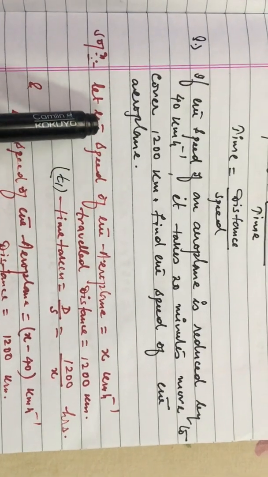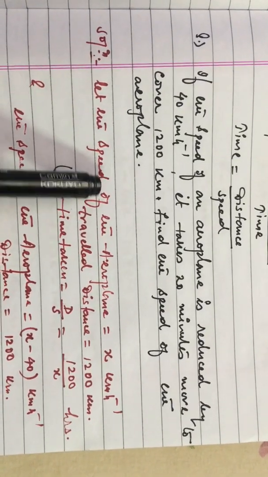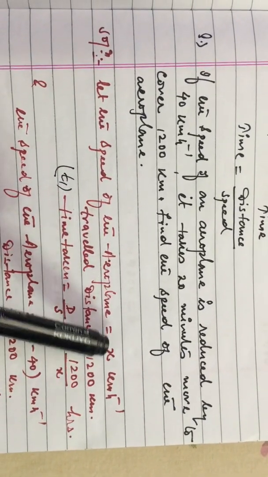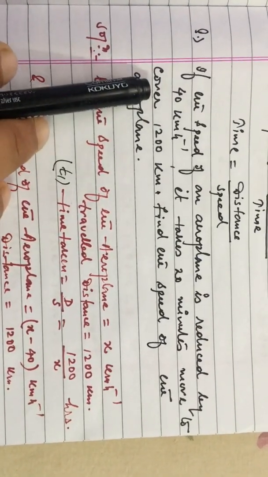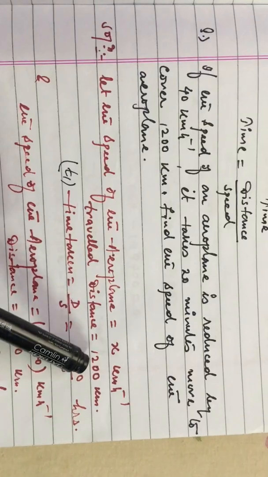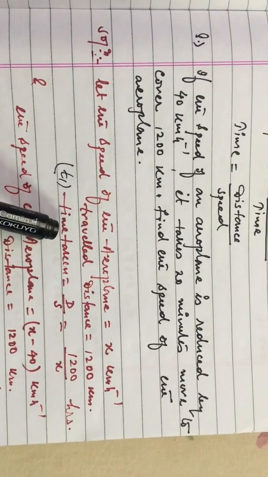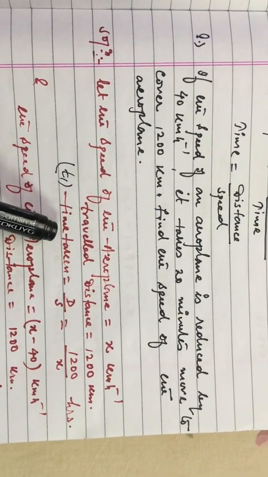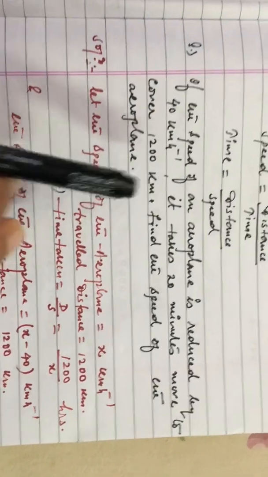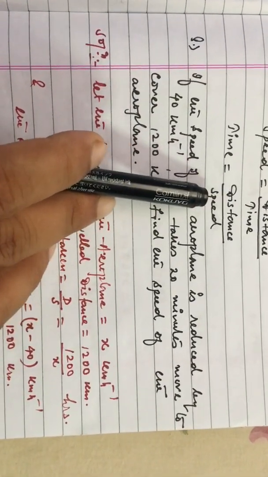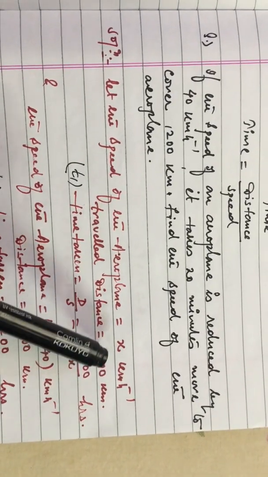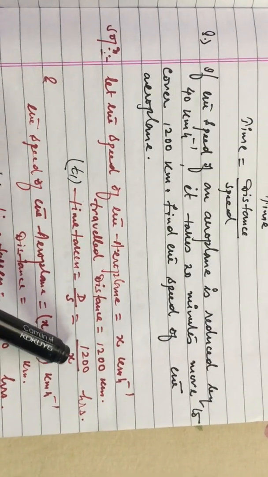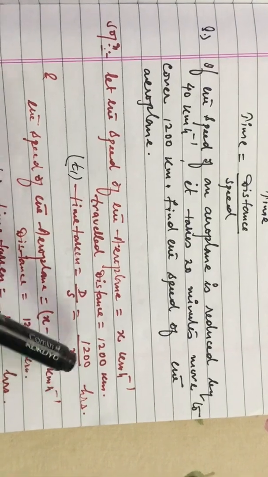So we have to suppose, let the speed of the aeroplane be x km per hour, and the distance traveled by the aeroplane is 1200 km. And now we have to calculate the time for this. Time is equal to distance by speed. Distance traveled 1200 km and speed is x, so 1200 by x hours.